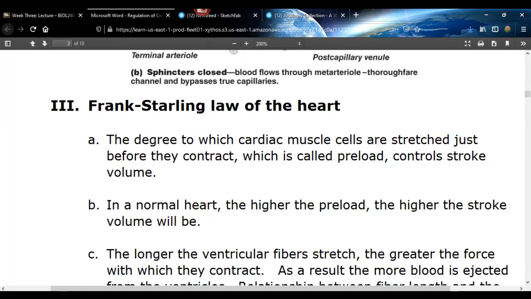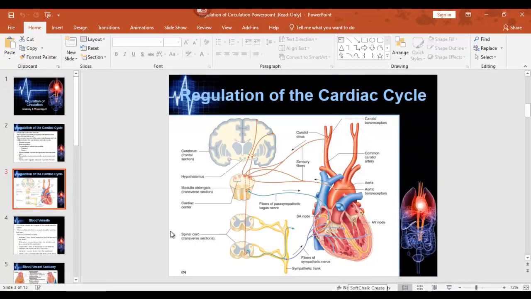Starling's Law of the heart. So what that states, and this is the only heart picture I have pulled up, is that the more blood that enters the heart, the more the ventricular walls are going to stretch, and as a result, the more tension is going to develop, and the more blood that's going to be ejected. If 120 mils of blood enters the right ventricle, you want 120 mils to be ejected. You couldn't have it any other way, or blood would back up into the system.